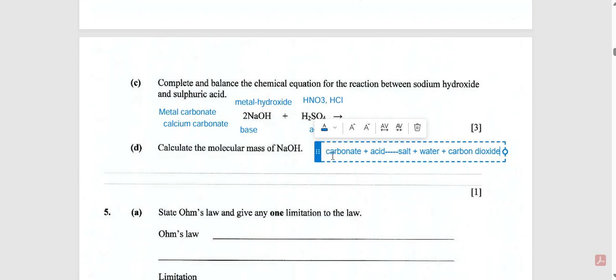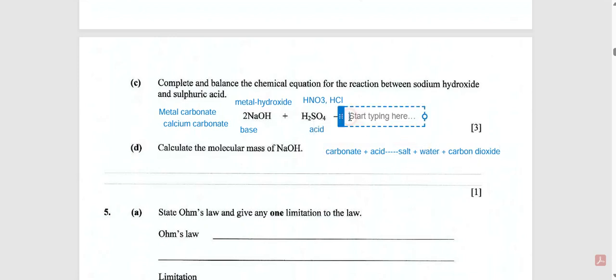So the difference here you should know. If the base is a carbonate, we form salt, water, and carbon dioxide. But if we have an acid and a base which is a hydroxide, we simply form what? Salt and water. But whether you use a carbonate or a hydroxide, these are neutralization reactions.